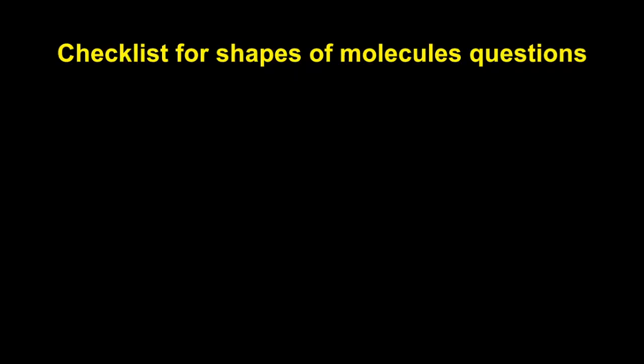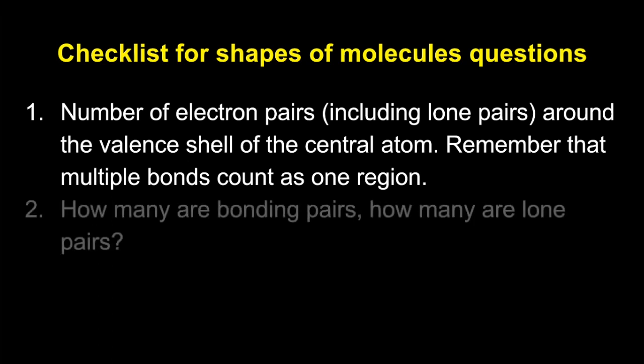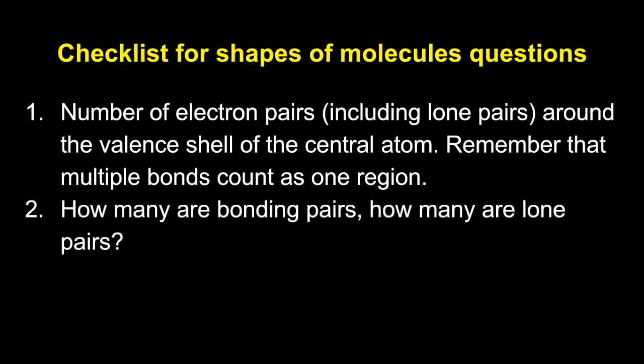So the main things are, calling this the checklist for shapes of molecules questions. The first thing you need to talk about is how many electron pairs, including lone pairs, you have around that valence shell of the central atom. And just remember, if you've got any multiple bonds in there, they count as one region of electron density, so just treat it as a pair of electrons. Next thing you talk about is how many are bonding pairs, how many are lone pairs. So actually put the numbers into your answer.